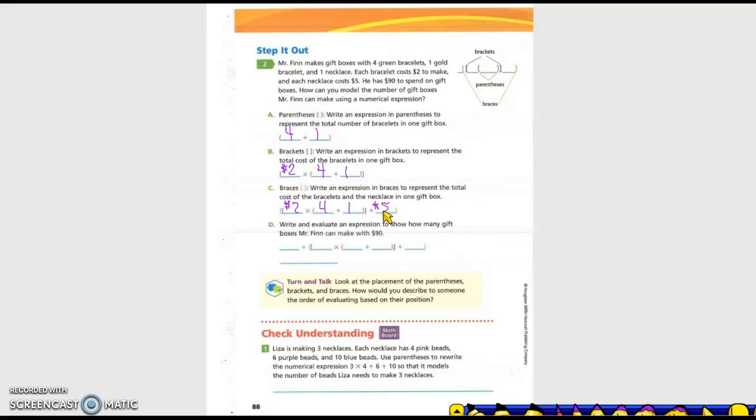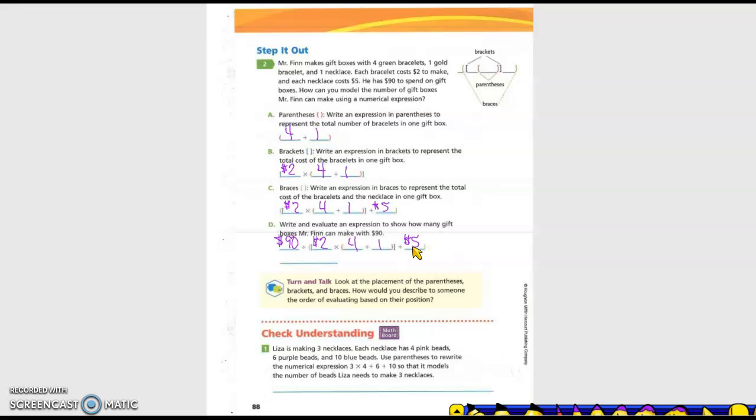Okay, so write and evaluate an expression to show how many gift boxes Mr. Finn can make with $90. Now, guys, remember the word evaluate means what? To work out the problem, right? Okay, and find your answer. So how much is our total that Mr. Finn can spend? $90, right? Okay, and then we're gonna write out the rest of our problem that we already had. Okay, so we are going to do our parentheses first. So you guys use your space over here. I'm just gonna use the side over here.